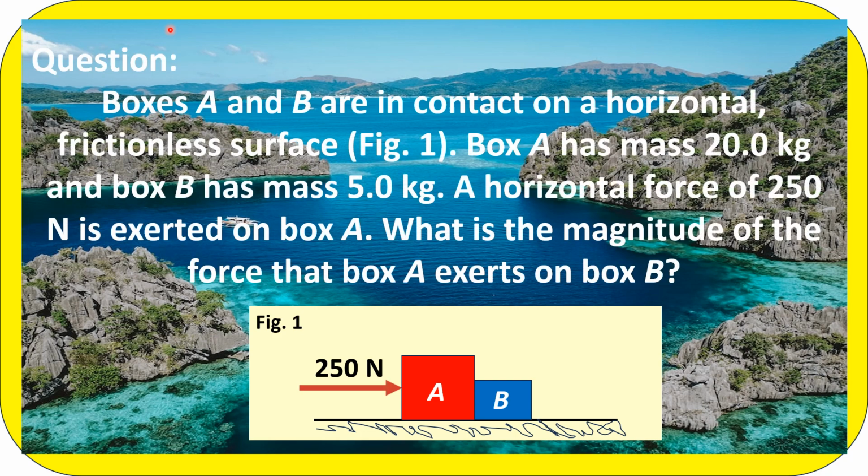The question is, boxes A and B are in contact on a horizontal frictionless surface, as shown in figure 1. Box A has mass 20.0 kg and box B has mass 5.0 kg. A horizontal force of 250 newtons is exerted on box A. What is the magnitude of the force that box A exerts on box B?